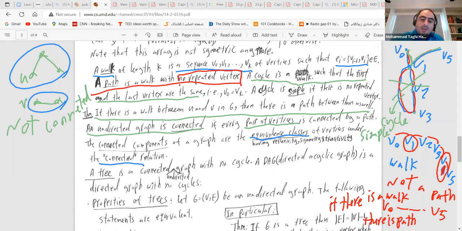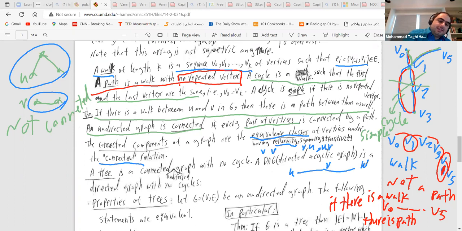We will call it an equivalence class under a relation if we have these properties. Reflexivity means that each vertex is connected to itself, that V and V are connected. Symmetry means that if V and U are connected, then U and V are also connected. And transitivity means that if U and V are connected and V and W are connected, then U and W are connected as well.